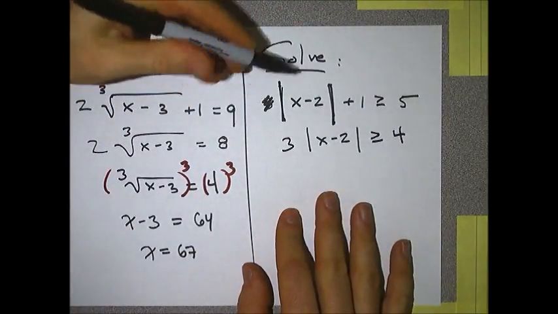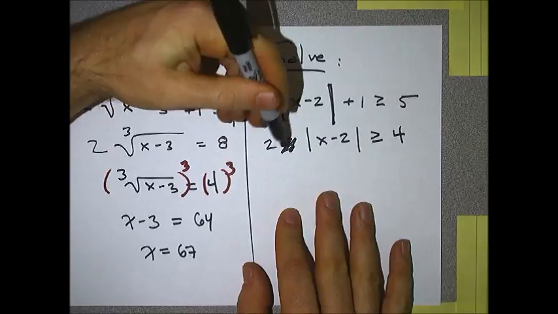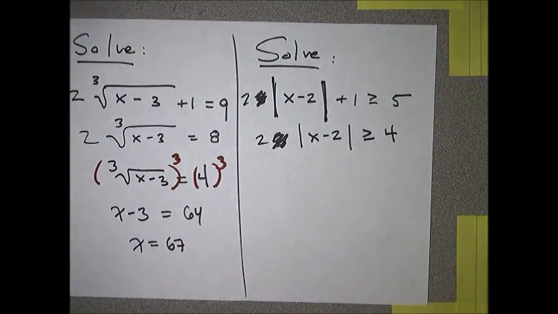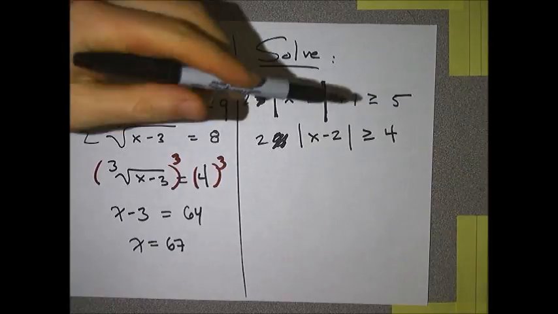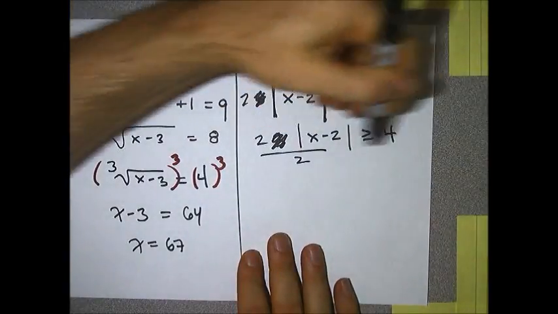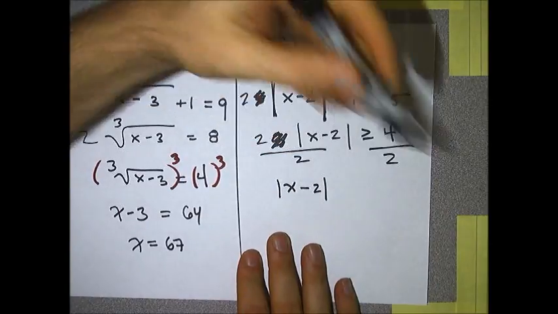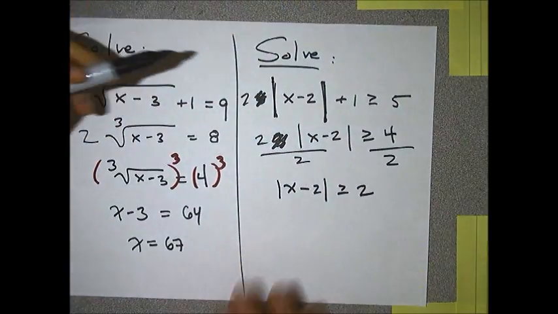All right, on the fly, we're just going to keep going. Let's change this to a 2 on the fly. All right, there we go. And now I divided it by 2 because the problem works way better, and the 4 is going to turn into a 2. So this is the absolute value of x minus 2 is greater than or equal to 2.